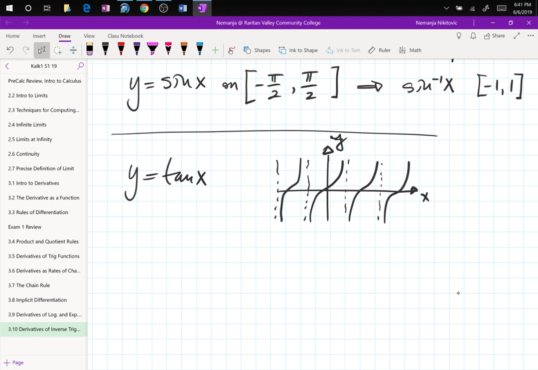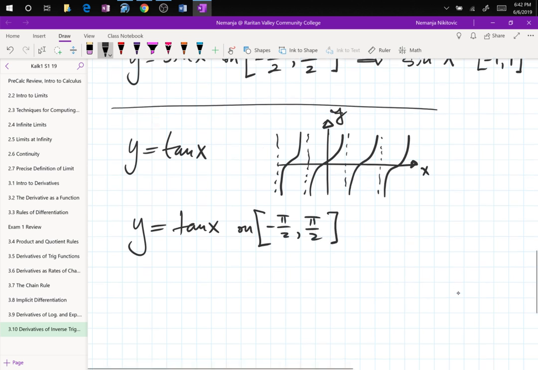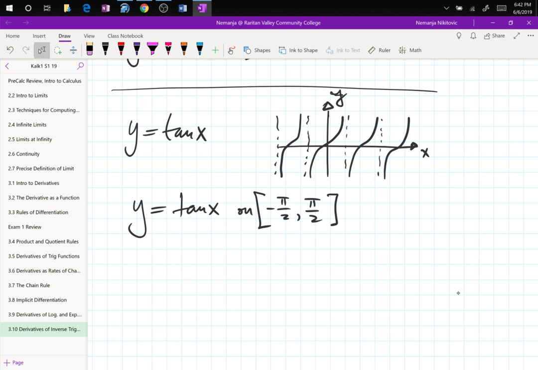So now what we do is, instead of having all of this, we are going to say inverse tangent x on negative pi over 2 to pi over 2. So we are going to chop it up the same place where you chop the sine. You don't chop the same for all other functions. Some are chopped on 0 to pi, like cosine and secant and cotangent. They're 0 to pi.